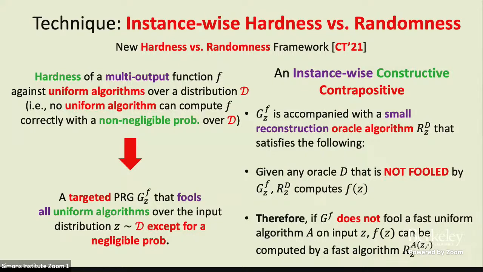Sorry, when you say it's hard for uniform algorithms, it's uniform algorithms in some finite time, right? Yeah, so let's say f runs in t to the 1 plus epsilon time, and the uniform algorithm runs in t time, so there's some separation. Yes.